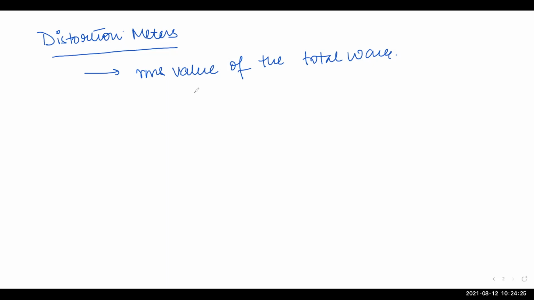Just keep in mind that these instruments operate on the principle of first measuring the RMS value of the total wave, and then removing the fundamental component by means of a highly selective filter circuit, and then measuring the RMS value of the harmonics. So I will show you the block diagram of a distortion meter just now.